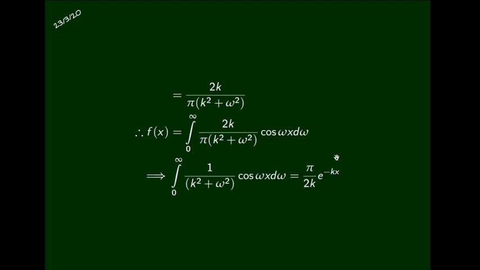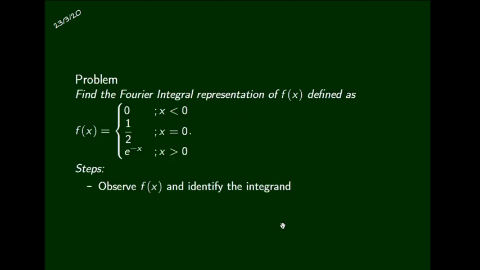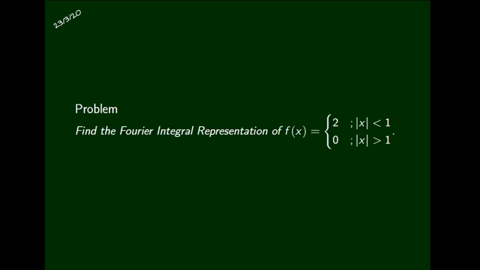It is also known as the Laplace integral. So next is a problem. You have to find the Fourier integral representation of f of x defined as 0 when x less than 0, 1 by 2 when x equal to 0, and e raised to minus x when x greater than 0. To solve this problem, first of all write the Fourier integral representation formula. Then you have to find a of omega and b of omega using this function f of x and substitute it back in the Fourier integral representation, that's all.